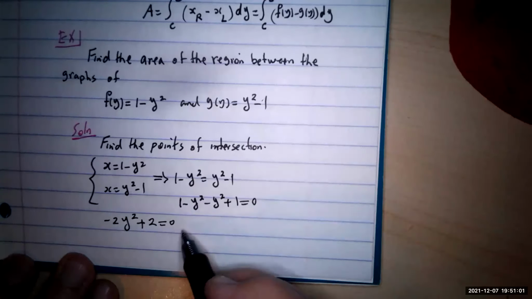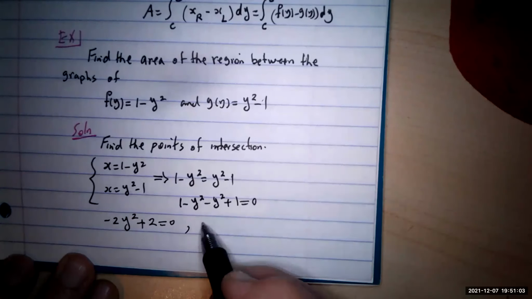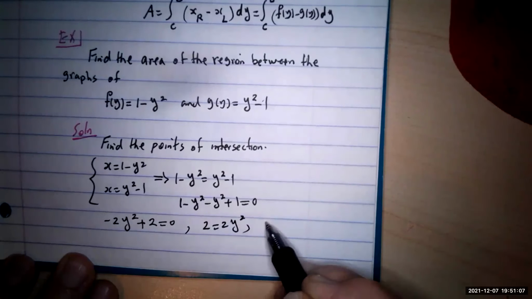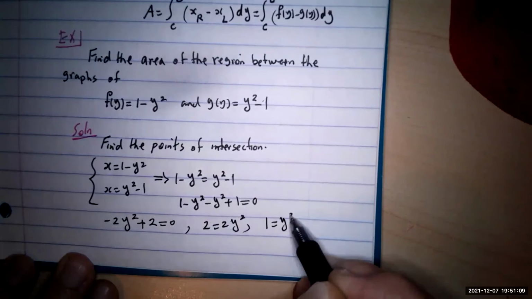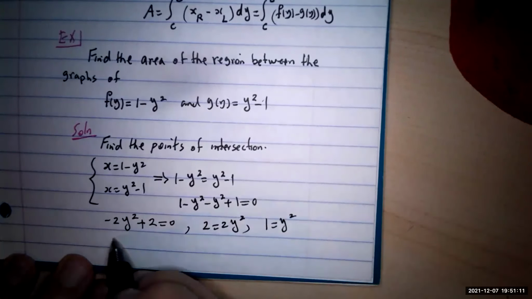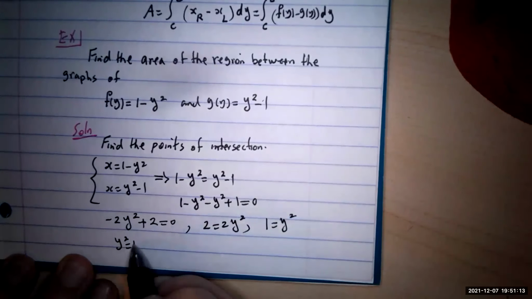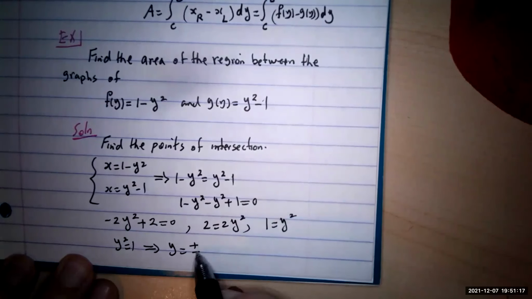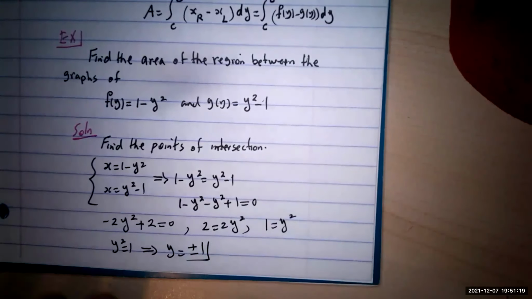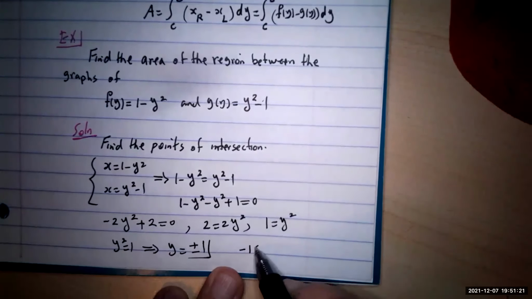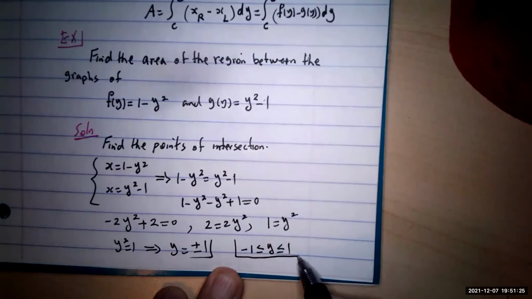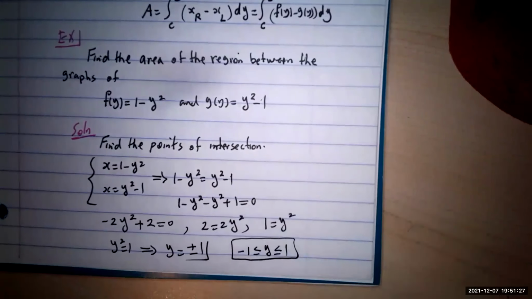So I can move one of them to the other side, say 2 equal to 2y squared. We divide by 2, that gives 1 equal to y squared, which is the same as y squared equal to 1. So we take the square root, and y would be positive or negative 1. So y is going to be between negative 1 and positive 1, and that would be the limits of integration. Any question?